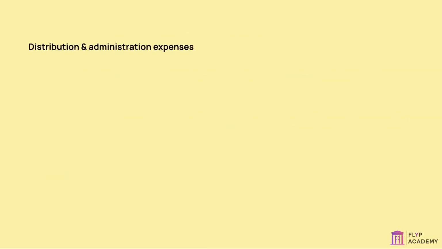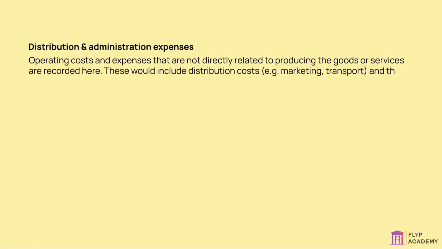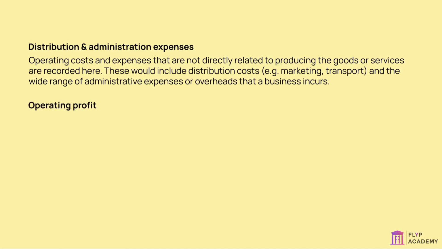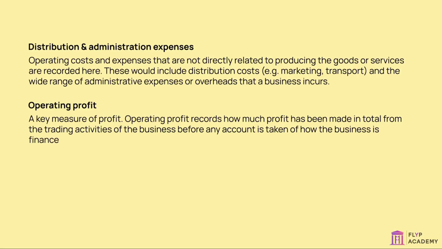Distribution and administration expenses. Operating costs and expenses that are not directly related to producing the goods or services are recorded here. These would include distribution costs, for example, marketing, transport, and the wide range of administrative expenses or overheads that a business incurs. Operating profit, a key measure of profit. Operating profit records how much profit has been made in total from the trading activities of the business before any account is taken of how the business is financed.